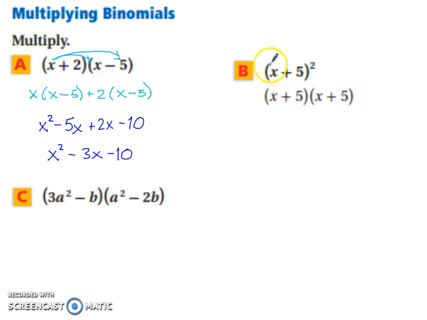So let's look at b. We have the quantity x plus 5 squared. This is not a product. It doesn't say 5 times x. So therefore you can't just say x squared and 5 squared.